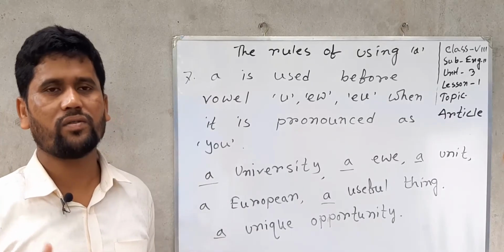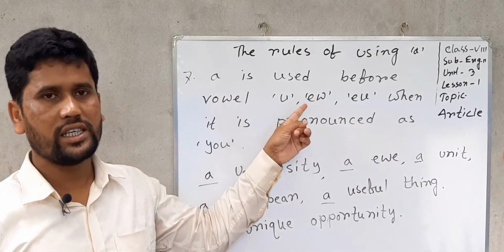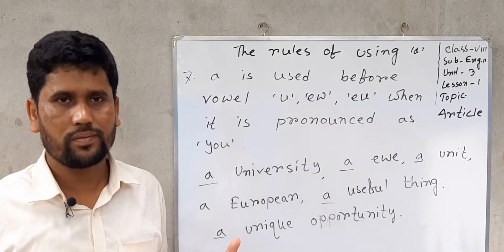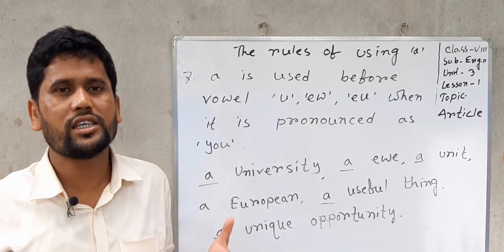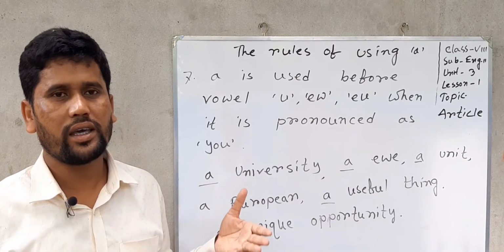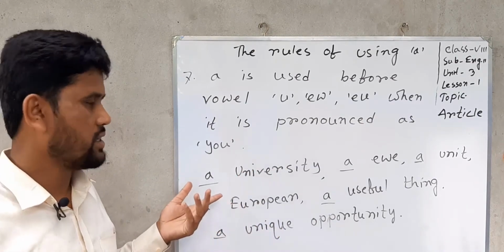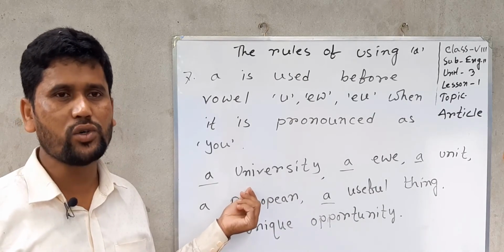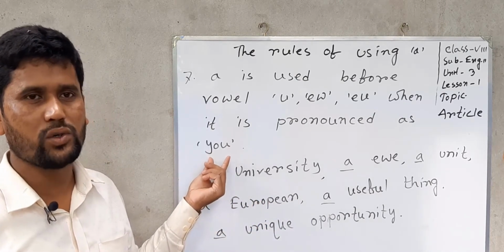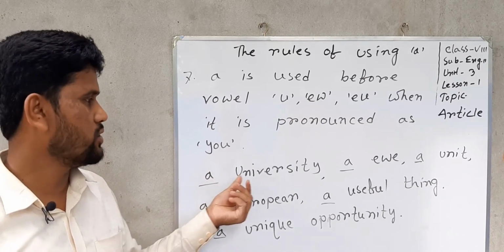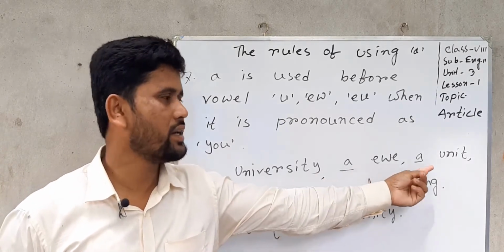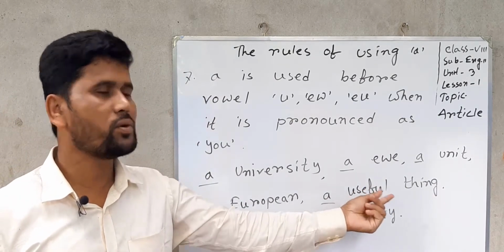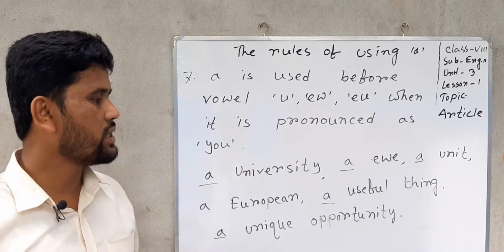A is used before the vowel u, ew, eu, when it is pronounced as u. When the vowel sound makes u, we use a before the vowel. Just look at the whiteboard. University, here the word starts with u, but the sound makes u. So not an, a university, a unit, a European, a useful thing, a unique opportunity.